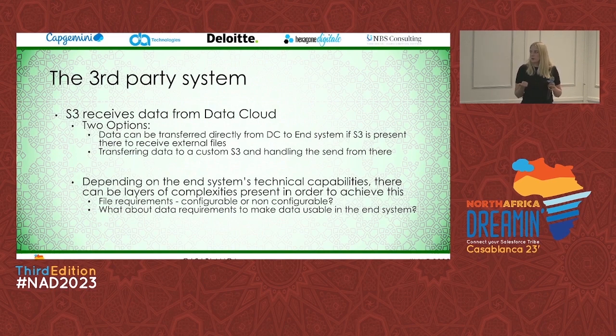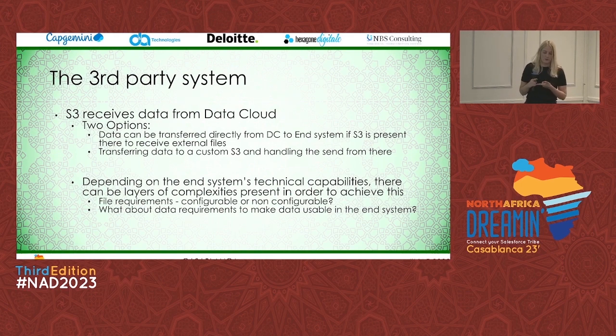You can also do a custom S3. For example, if a client has their own S3 and AWS in general, you can add a custom bucket there and use that to handle services from the AWS directly. Also, depending on the end system's technical capabilities, there are layers of complexity that can make this harder to achieve.